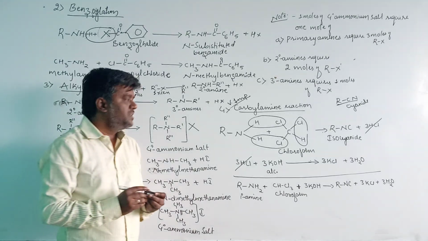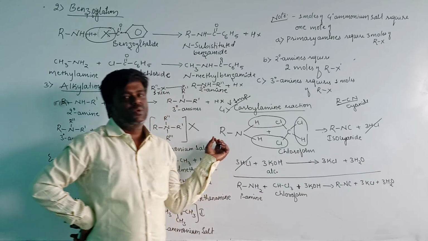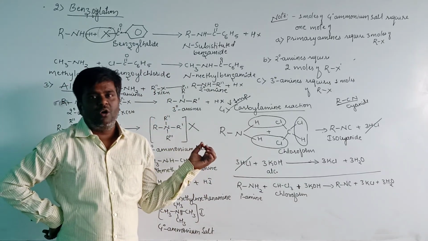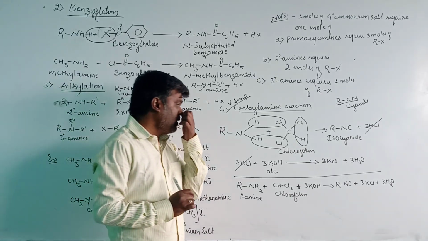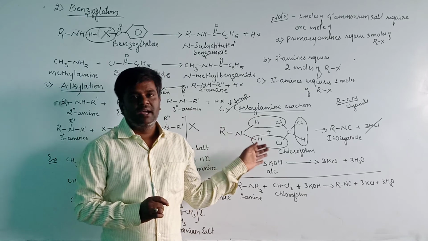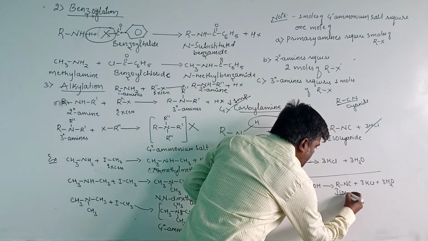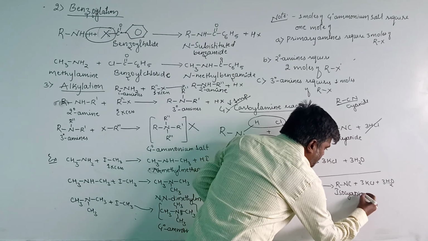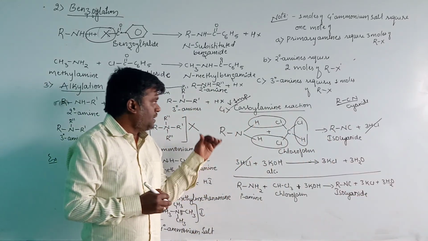Once again, I will repeat the reaction here. When the primary amines react with chloroform and alcoholic solution of potassium hydroxide, it will give the carbylamine or isocyanide. Then the reaction is known as a carbylamine reaction. This compound is the isocyanide or carbylamine. This is a general representation. Now, try the example.